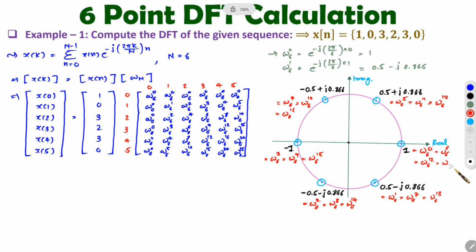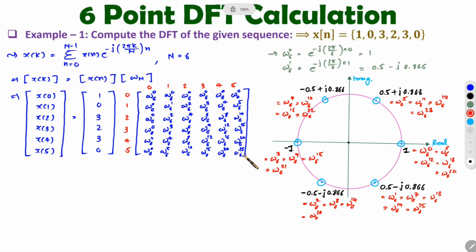Then here we have W6 to the power 18, then 19, 20, 21, 22, 23, 24, and here we have W6 to the power 25.